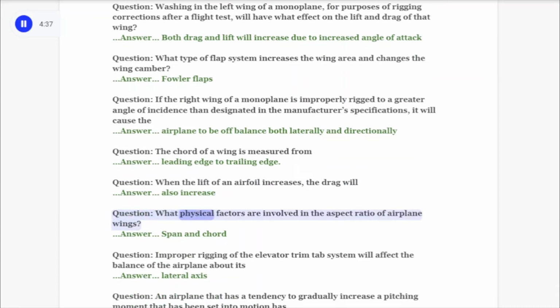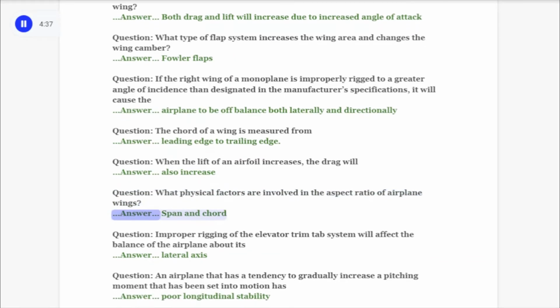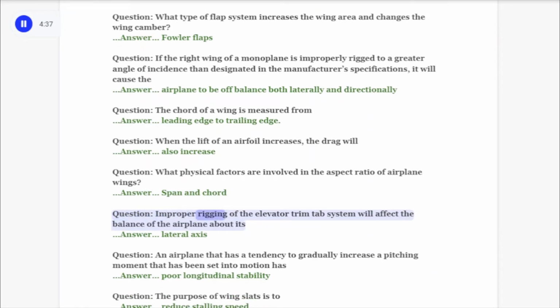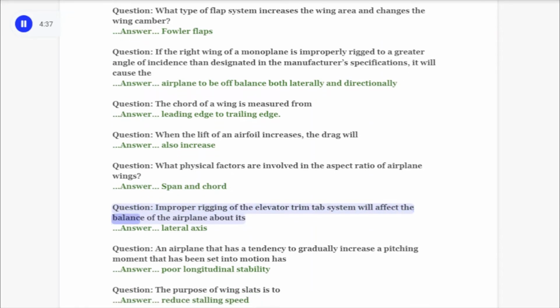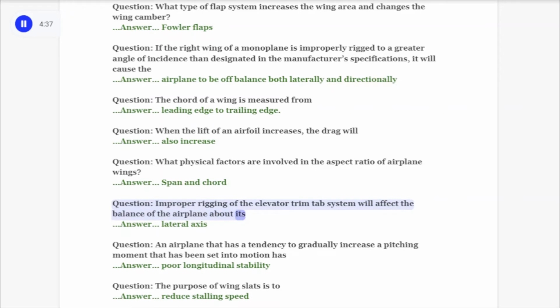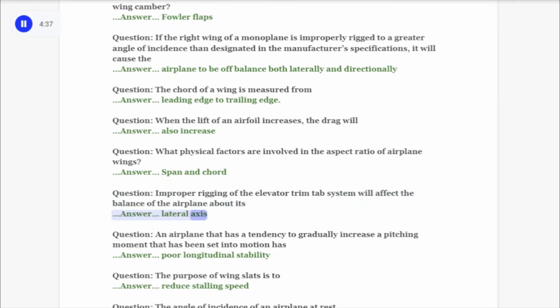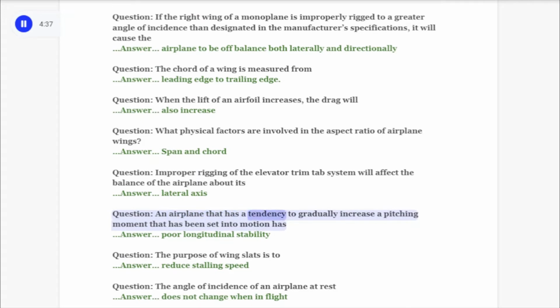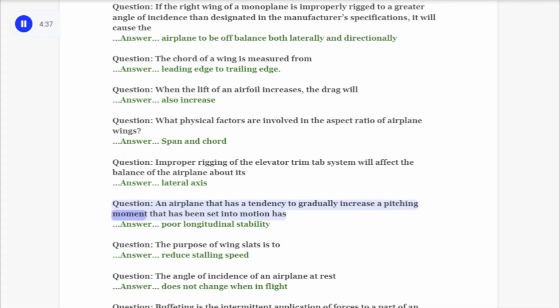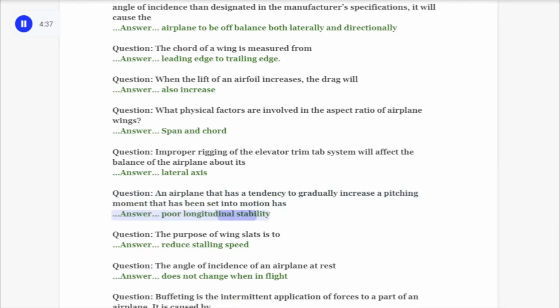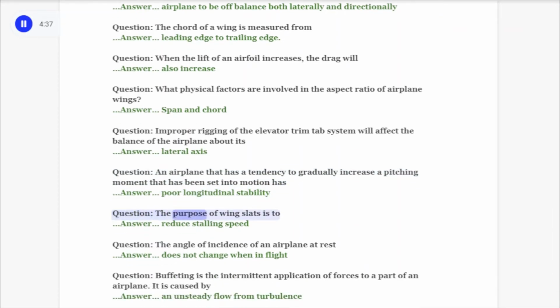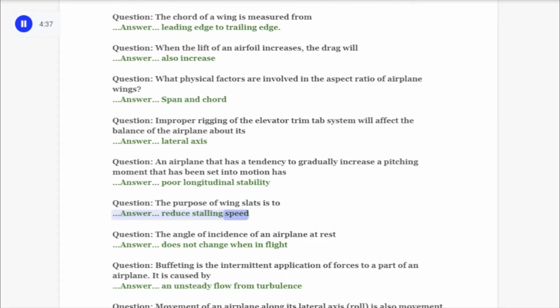Question: what physical factors are involved in the aspect ratio of airplane wings? Answer: span and chord. Question: improper rigging of the elevator trim tab system will affect the balance of the airplane about its... Answer: lateral axis. Question: an airplane that has a tendency to gradually increase a pitching moment that has been set into motion has... Answer: poor longitudinal stability. Question: the purpose of wing slats is to... Answer: reduce stalling speed.